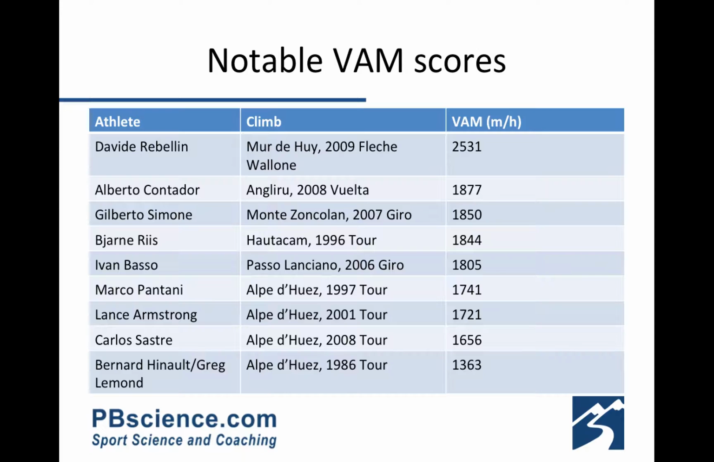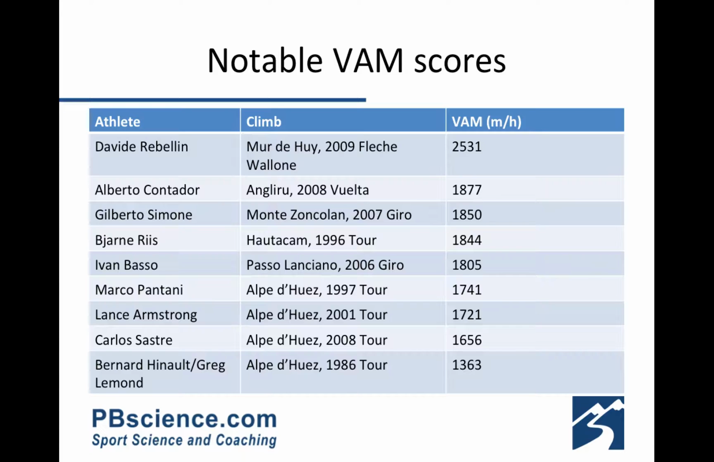Second aspect we're interested in, taking out the top one, you'll also notice that the Angliru and Monte Zoncolan feature near the top, and they're both famed as being very steep climbs. So the second aspect we're interested in is steeper climbs are going to give you a higher VAM than a less steep climb. So that's the second thing you need to bear in mind when comparing VAM scores. And that's really the aim of this slide.